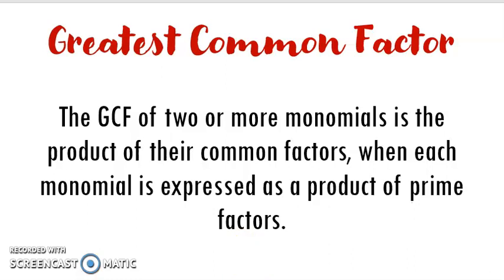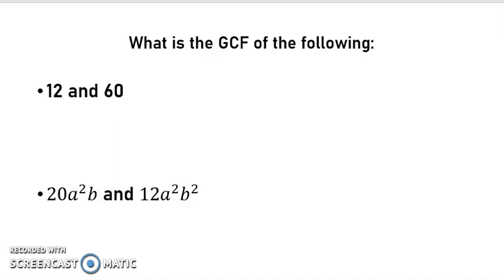Good day, everyone. So for today, we are going to discuss the greatest common factor of two or more monomials. To define, it is the product of their common factors when each monomial is expressed as a product of prime factors. Okay, so let's have an example now. Let's have first getting the greatest common factor of two numbers, for example, 12 and 60.